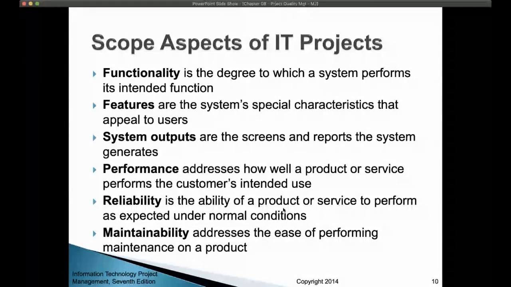Okay, similarly for IT projects, if you have a system that you cannot change the reports, for example, or you cannot modify the reports, or you cannot change the code, then you cannot maintain it. Then you have problems also.